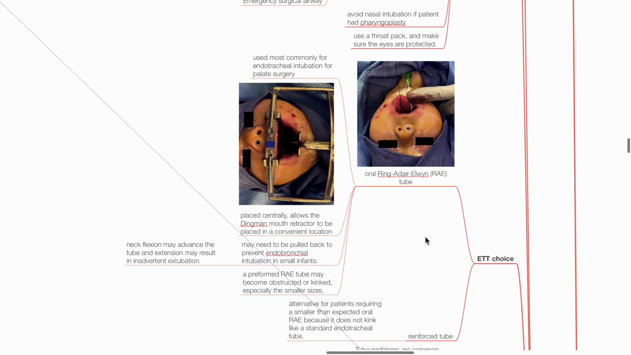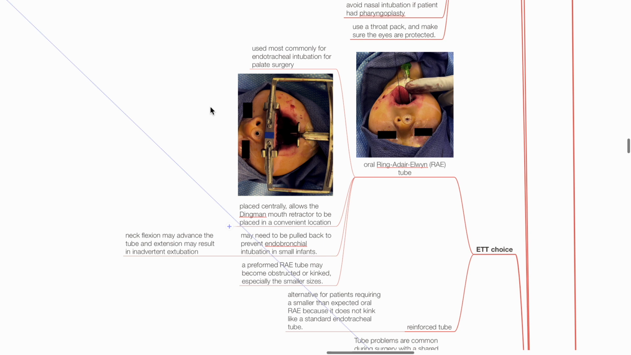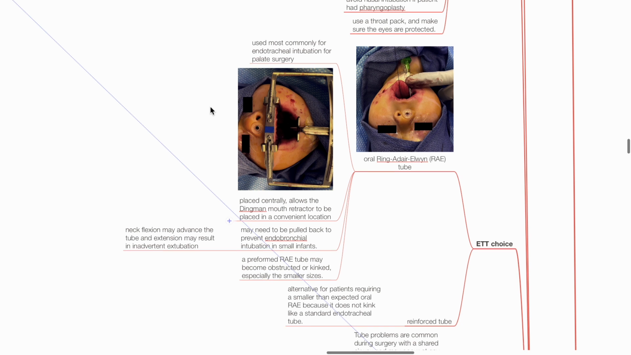The RAE tube is used most commonly for endotracheal intubation for cleft palate surgery. It is placed centrally, which allows the Dingman mouth retractor to be placed in a convenient position. The RAE tube may need to be pulled back to prevent endobronchial intubation in small infants. Neck flexion may advance the endotracheal tube, and neck extension may result in inadvertent extubation.